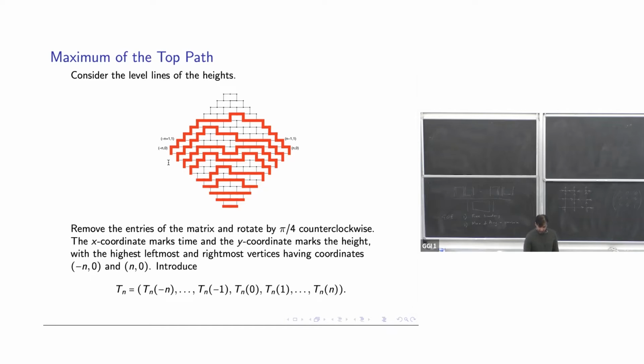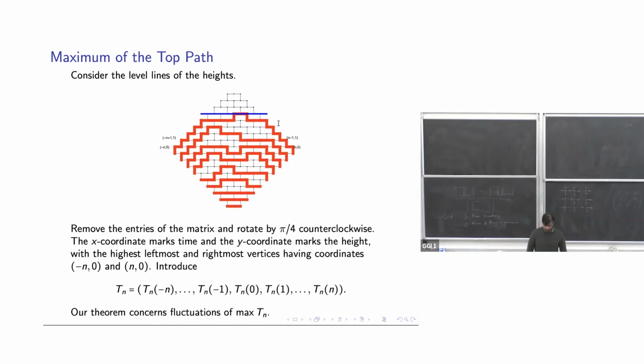Okay. Now, what I'm going to do is look at the coordinates of the top path as I go from left to right. If I look at this point here, it's height 0. Then I go along, and it's height 1. Go along, it's height 2, height 3, height 4, etc. So I've got a vector of heights, a vector just containing the heights as I go along the top path. So our main theorem concerns the maximum that this top path reaches and the fluctuations of it.